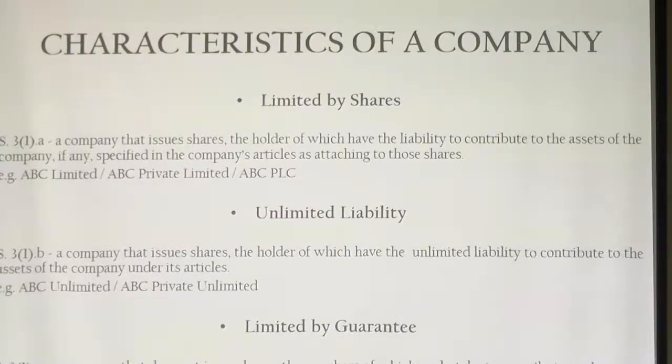And even a normal person can run into entire bankruptcy because of this company's failure in securing the expected goals. The third category of a company that is recognized in our law is called the company limited by guarantee.